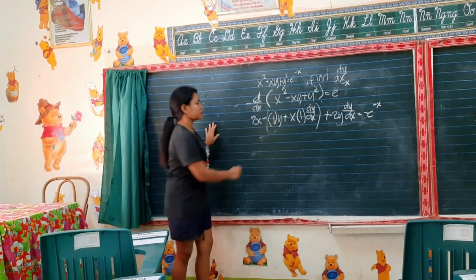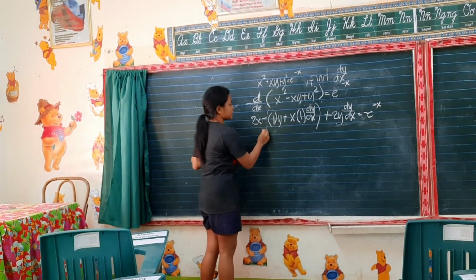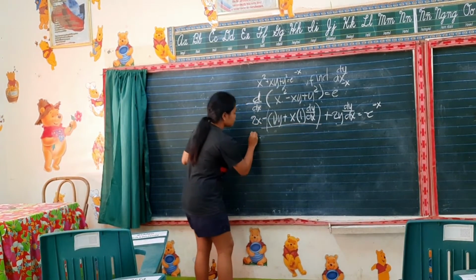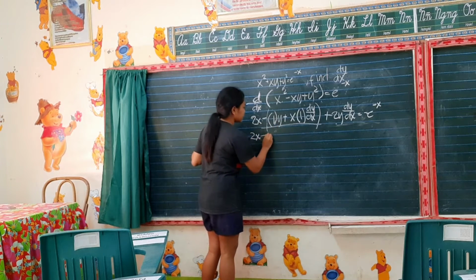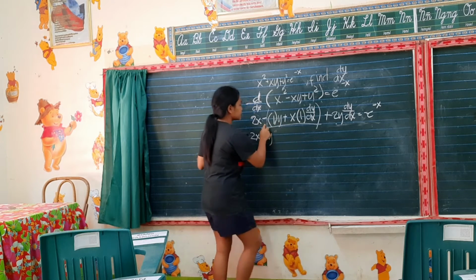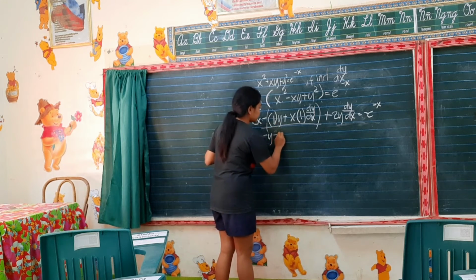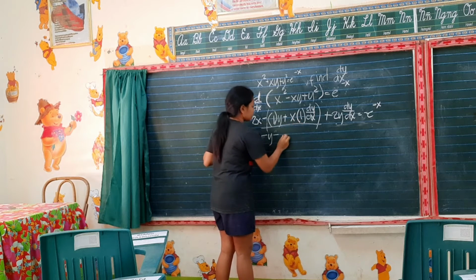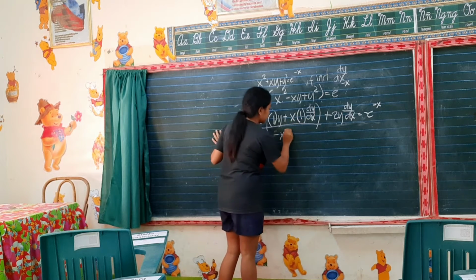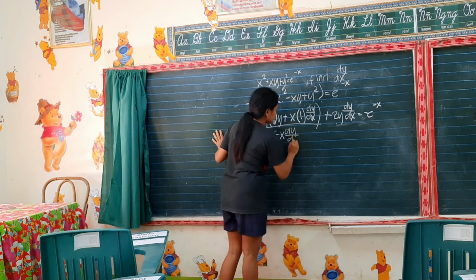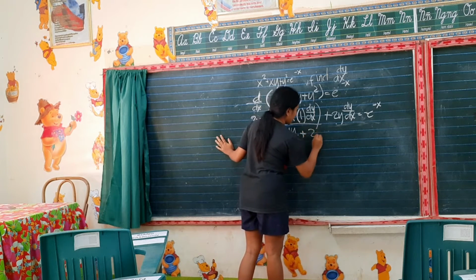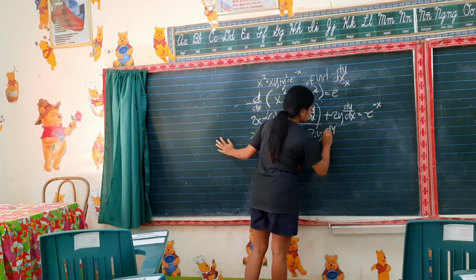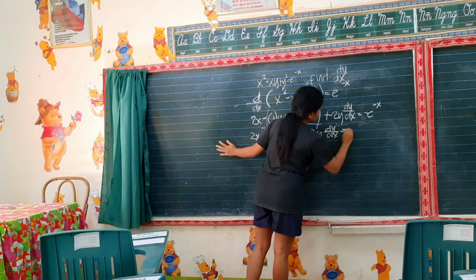So next, we need to distribute this negative sign into this term. So copy 2x, then negative times positive is equal to negative, and 1 times y is equal to y. Negative times positive is equal to negative, then x times 1 is equal to x, then copy dy over dx, then copy this term, plus 2y dy over dx is equal to negative e raised to negative x.